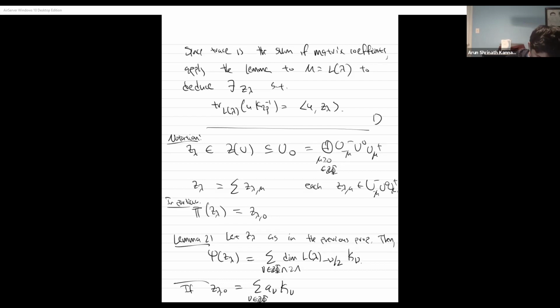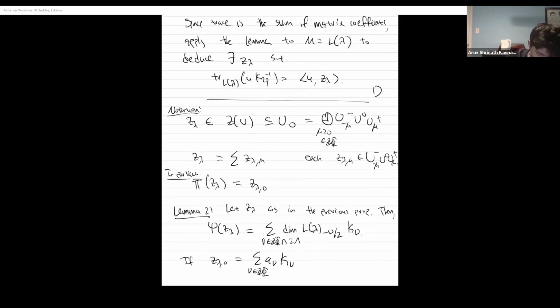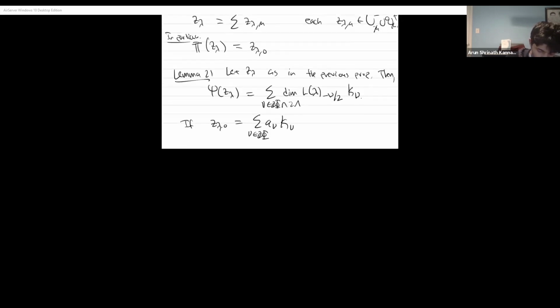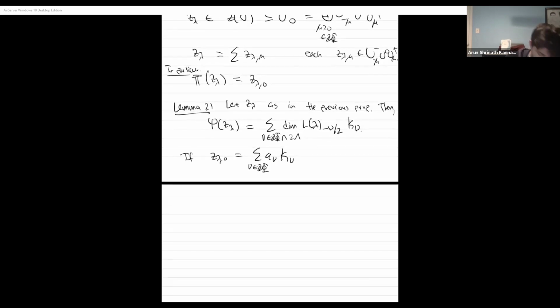Okay, so now let's actually prove it. So we have the proof. We look at the projection of z lambda onto u0, and so we can write it as the direct sum of a linear combination of k nus, and then if we pair it with any k mu, we can write the following.